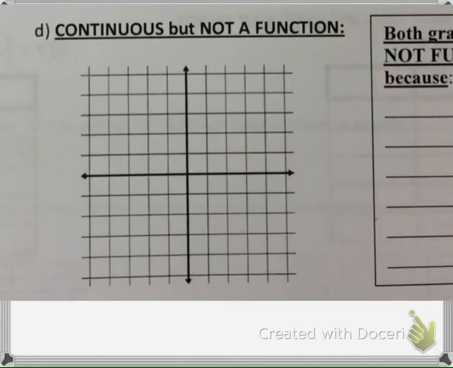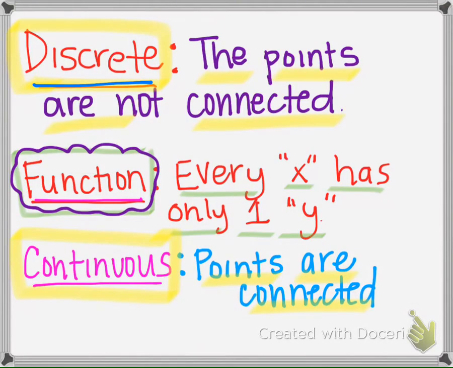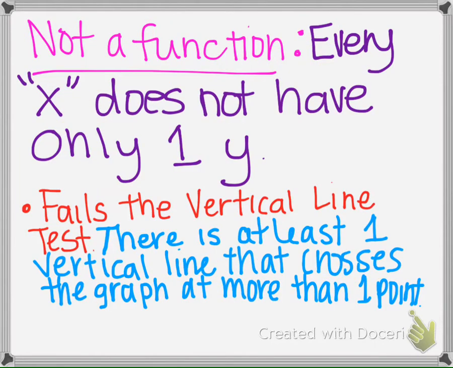Okay, let's go ahead and move on to continuous but not a function. So let's review what continuous means. Continuous here means that the points are connected. So we need to draw a graph where the points are connected and it cannot be a function. So every x cannot have one y, it has to fail the vertical line test. So let's go ahead and do that.